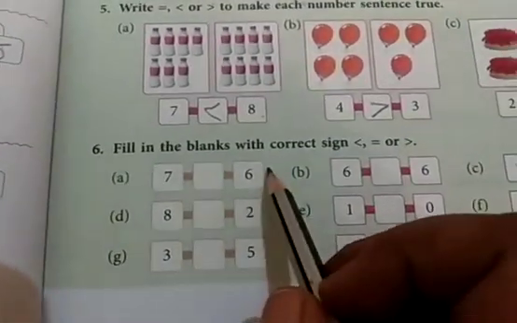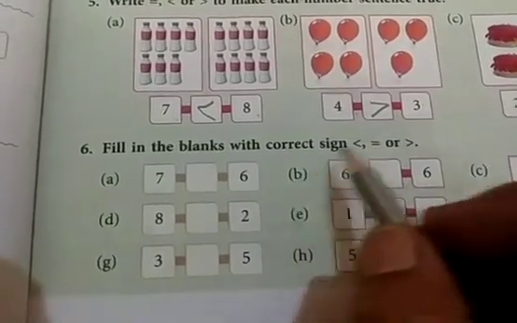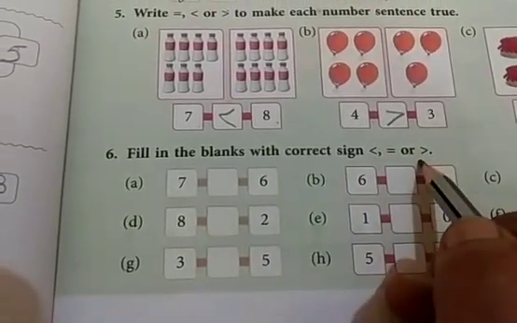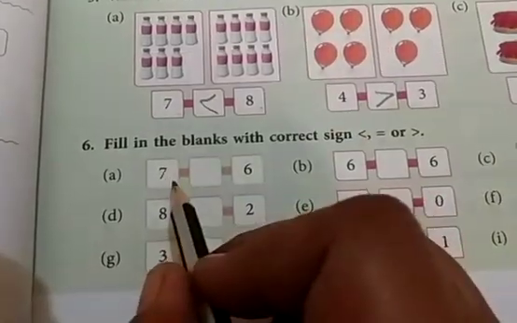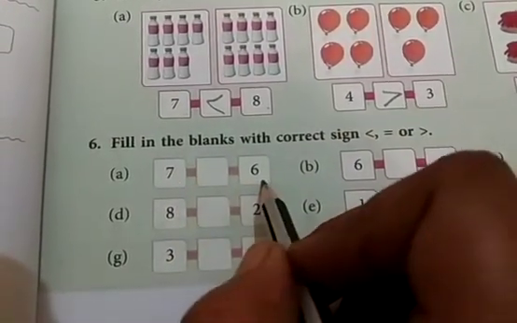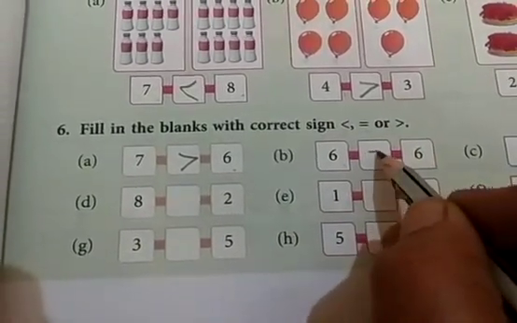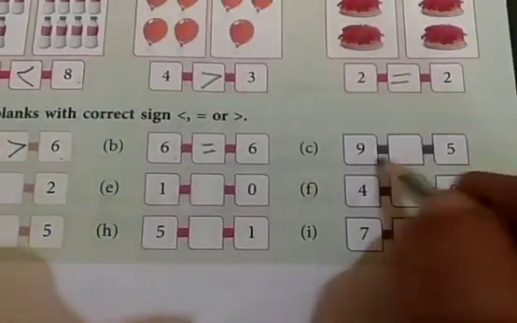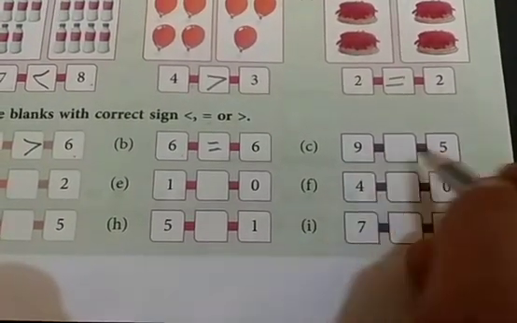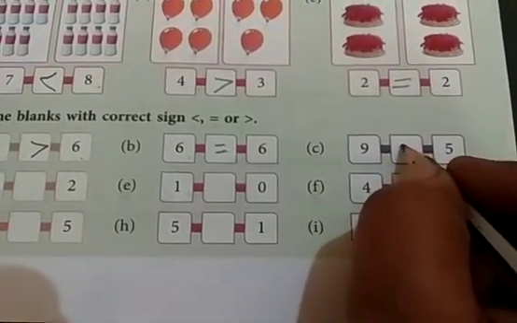Fill in the blanks with the correct sign. Smaller than, greater than and equal to. So 7 is greater than 6. 7 comes after 6. So 7 is greater than 6. See the B. 6, 6 both are same. See the C. 9 and 5. 9 comes after 5. So 9 is greater than 5.